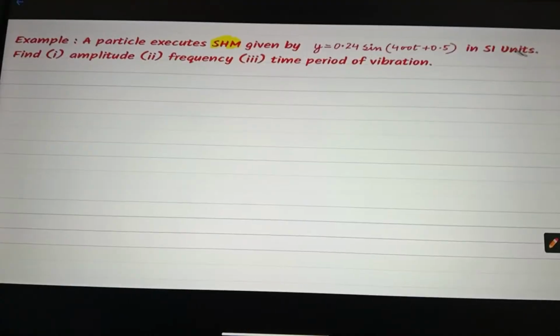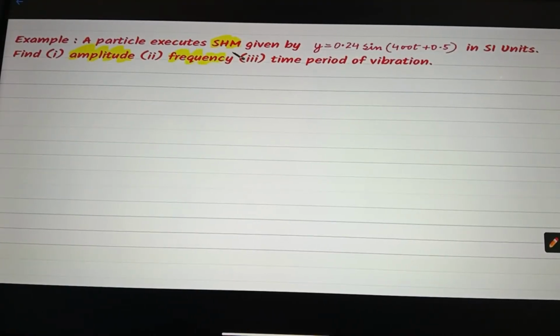Let's do this question. A particle executes simple harmonic motion given by y is equal to 0.24 sine (400t plus 0.5) in SI units. What we have to find is amplitude, frequency, and time period of vibration. Let's do this.